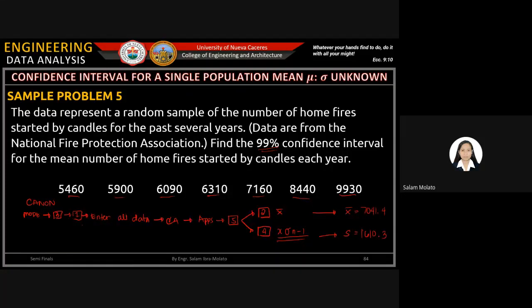So kailangan ma-state ninyo yung... wait lang guys. Hindi nagsusulat yung panulat ko. Okay, oops.